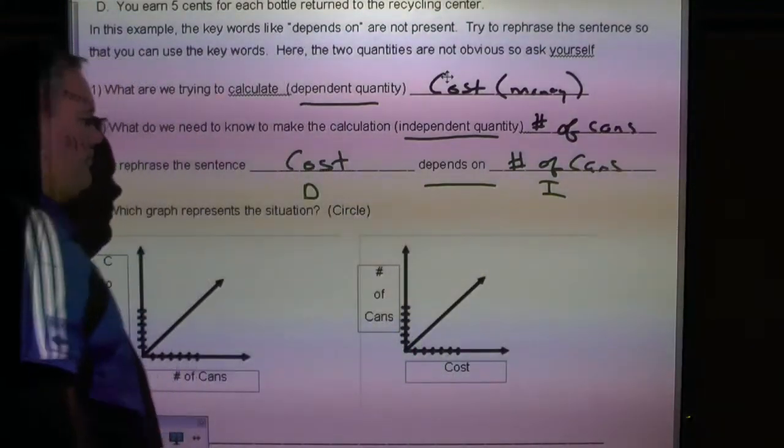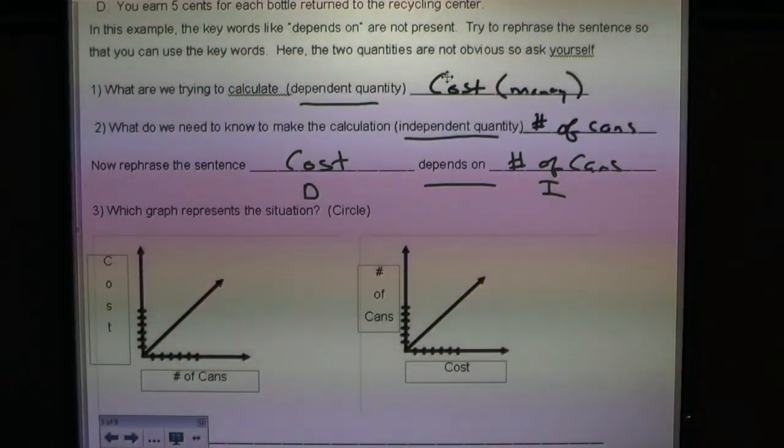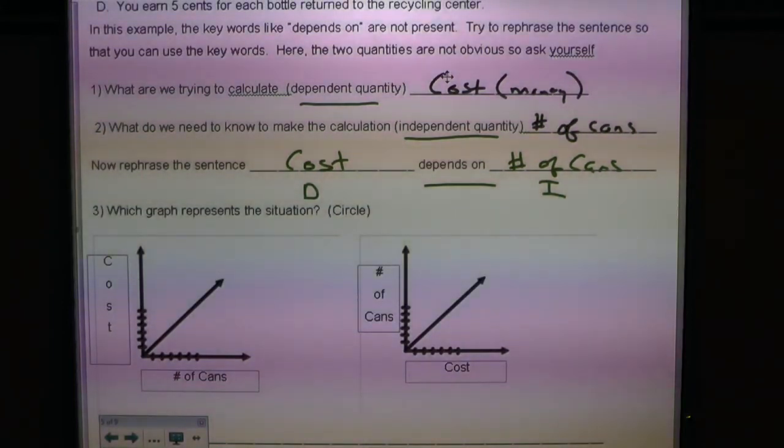All right. Now, as you look at this, I want you to think about number 3 for a second. When you look at this, I want you to know which graph represents the situation. As you look at these two, it's the same basic thing, they're just backwards. So they're just trying to figure out, do you know which one is your independent, which one's your dependent? Remember what we talked about at the beginning. Your independent quantity is your x-axis. Your dependent quantity is your y-axis.